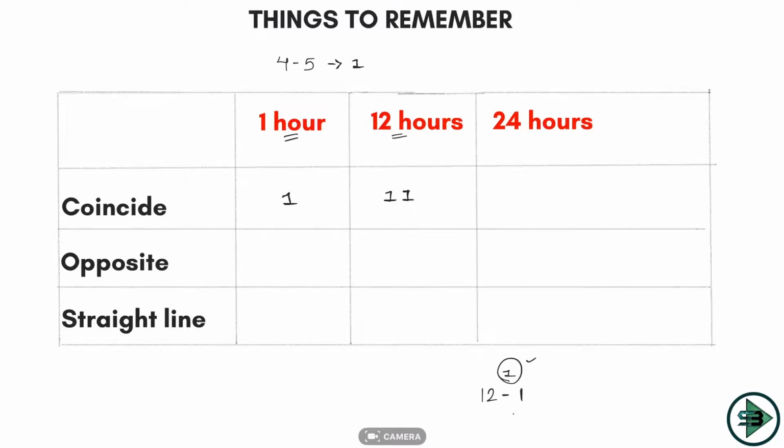No need to go deep into the logic of this, just understand this. Coincide once in 1 hour, 12 hour 11 times. 24 hour double of 11, 22 times, okay, not 24 times, double of 11. So make sure you remember these basic conventions here.